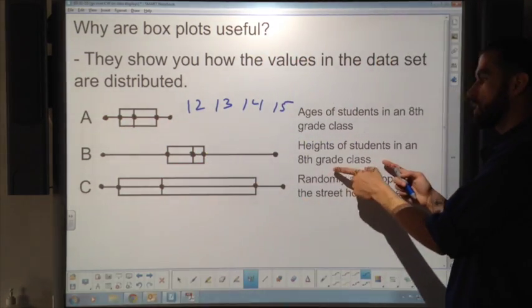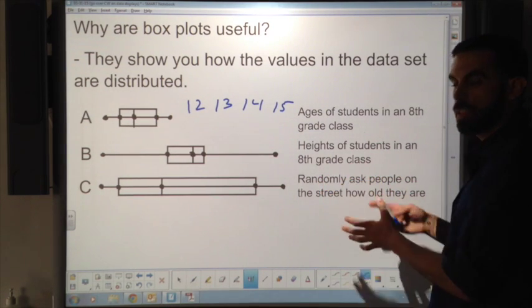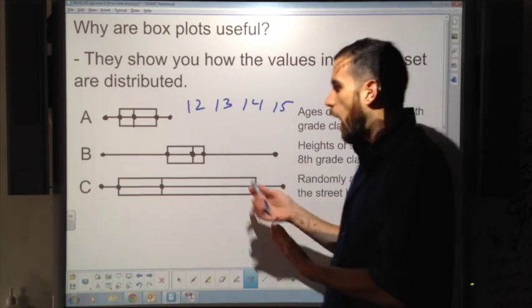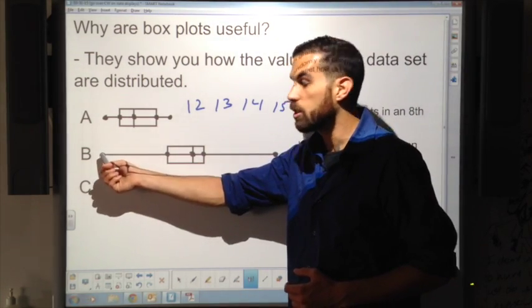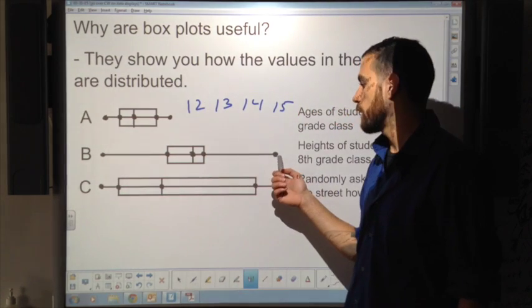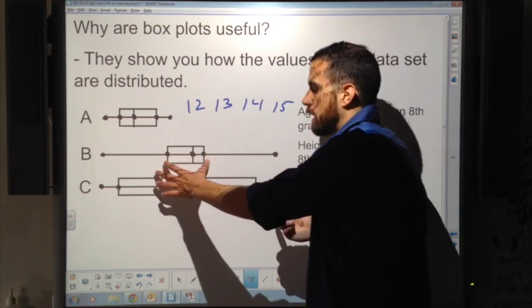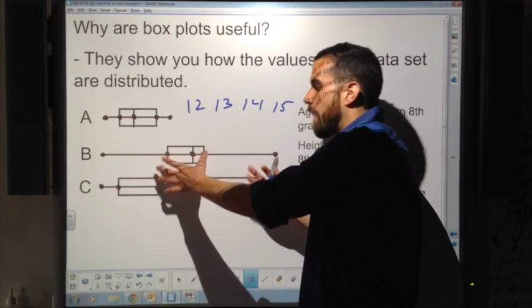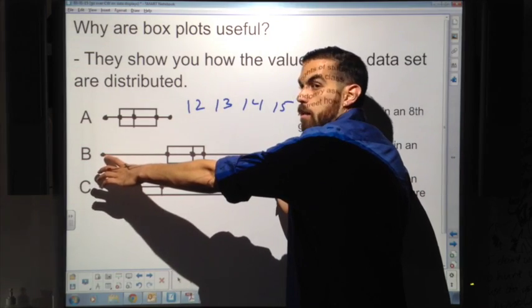Right here, the second situation, the heights of students in an 8th grade class. This could be a little different. Heights could be anything. You could have a kid in the class who is really, really short. You could have a kid in the class who is ridiculously tall, like a future basketball player. And then you have all the kids who are an average height. That's when you could see a very small box, but then the minimum and the maximum are very far apart.